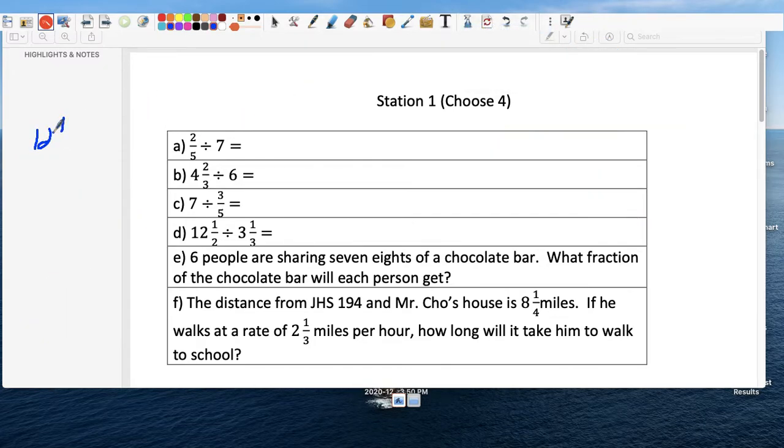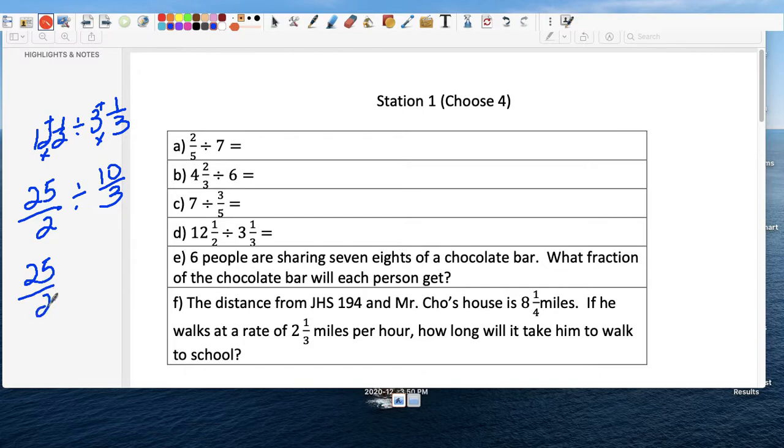12 and a half divided by 3 1/3. So we're going to change this. 2 times 12 is 24, plus 1 is 25 over 2. Divided by 3 times 3 is 9 plus 1, 10 over 3. Let's make our changes. 25 over 2 times 3 over 10. 25 times 3 is 75. 2 times 10 is 20.